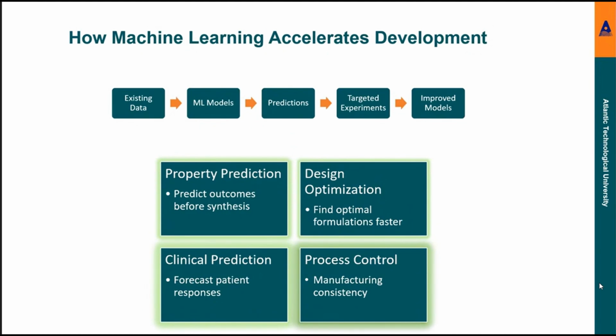So using machine learning, we can use it for property prediction or predicting one form of parameter or the other of the nanomaterial or nanoparticle. We can use it for design optimization. Then we can use it for clinical prediction as well as process control. So I'll go over this one after the other.